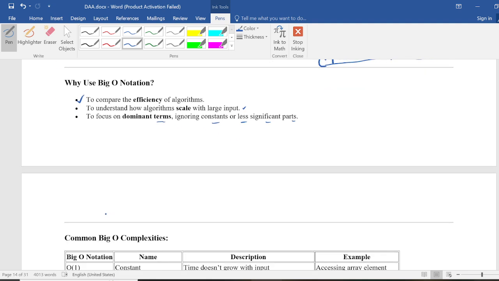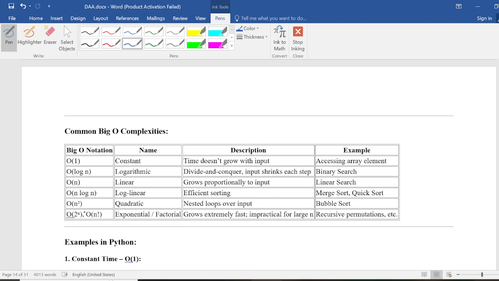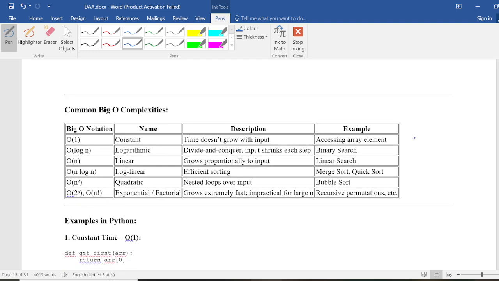Let's look at some big O complexities. We have discussed this in the last video also. O of 1 is named constant. The time stays the same no matter what the input size is. Time does not grow with the input size. An example is accessing array elements. Next one is O of log n, which is named logarithmic time.